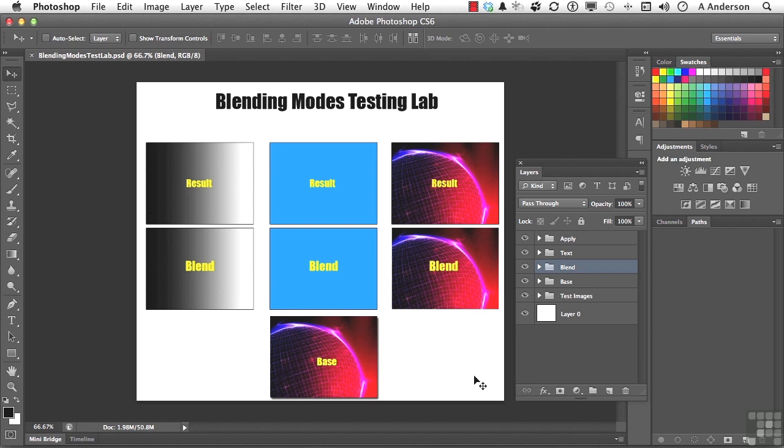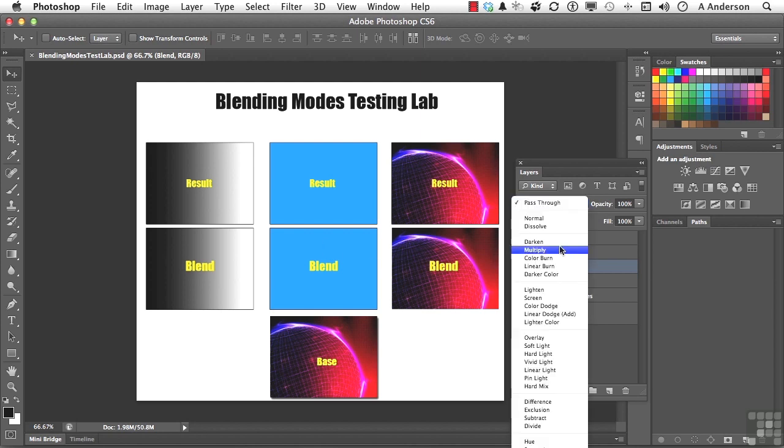Now remember the name of the game here. We're taking this image and using this type of image to blend into it with a blending mode. We're going to see the results right up here. So I'm going to go into Blend Group. Let's start with the first one, and it's called Difference.